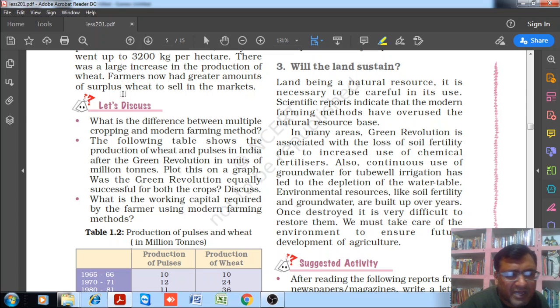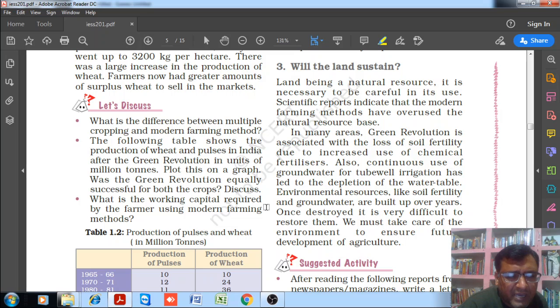Here some questions are given. Let's see what these are. What is the difference between multiple cropping and modern farming methods? You can find the answer: multiple cropping means cultivation of fields with more than one crop, and modern farming method is when we use HYV seeds, mechanization or methods of irrigation or different pesticides and fertilizers. Now the following table shows the production of wheat and pulses in India, and you have to answer those questions with the help of the given text.